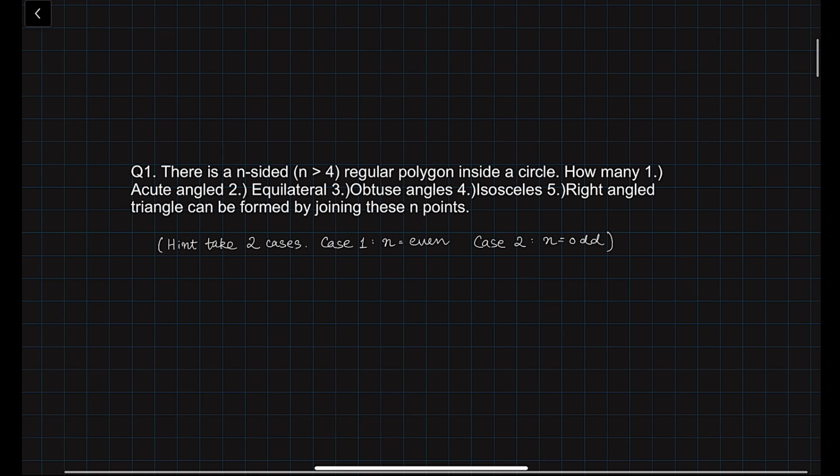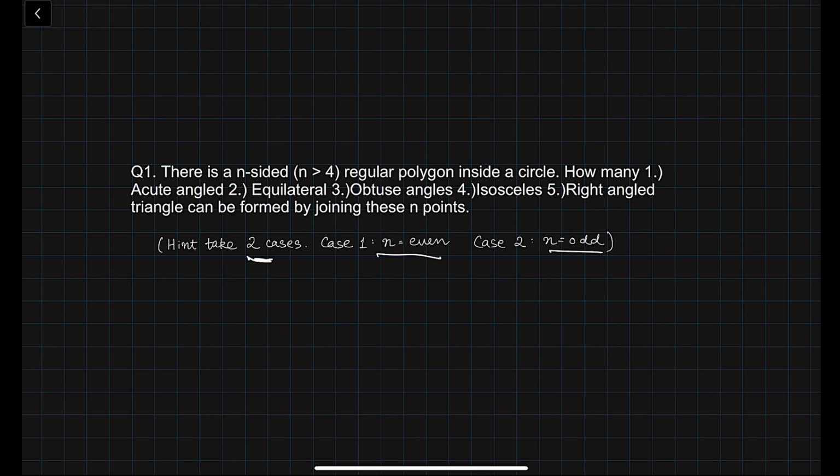This is the first question. There is an n-sided regular polygon inside a circle, where n is greater than 4, and we need to find the number of acute angle, equilateral, obtuse angle, isosceles and right angle triangles that can be formed by joining these n points. I urge you to pause the video, give it a try, and then proceed to watch the solution. You may also use the hint given here, which says that you should take two cases, where n is even and n is odd, and then think about the problem.